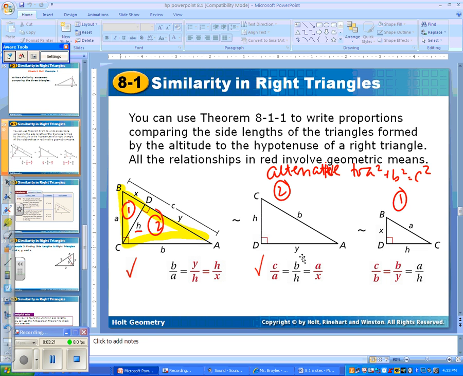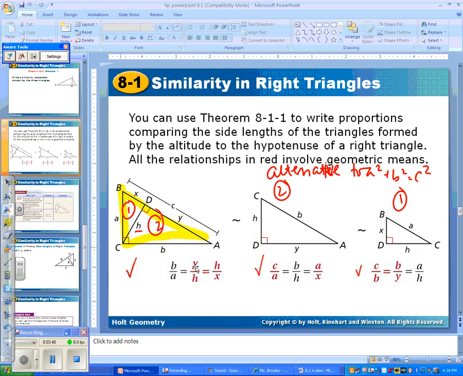sides that will work. Then the last one, let's compare the hypotenuse C to the longer leg B. So we have C over B is similar to B over Y is similar to A over H. So here's another set of proportional sides. These three triangles are similar, so these three proportional statements are accurate.